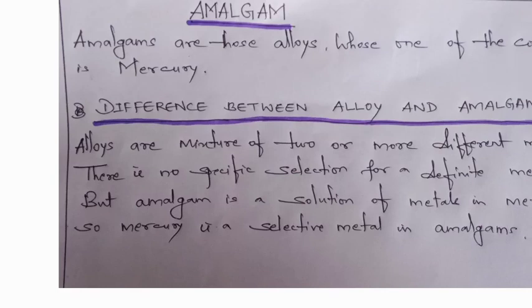Now let us discuss amalgam. Amalgams are those alloys whose one of the components is mercury. Difference between alloy and amalgam. Alloys are mixtures of two or more different metals. There is no specific selection of a definite metal, but amalgam is a solution of metal in mercury. So mercury is a selective metal in amalgam. Mercury is necessary for forming amalgam, but for other alloys, mercury is not necessary. So there is a difference between alloy and amalgam.